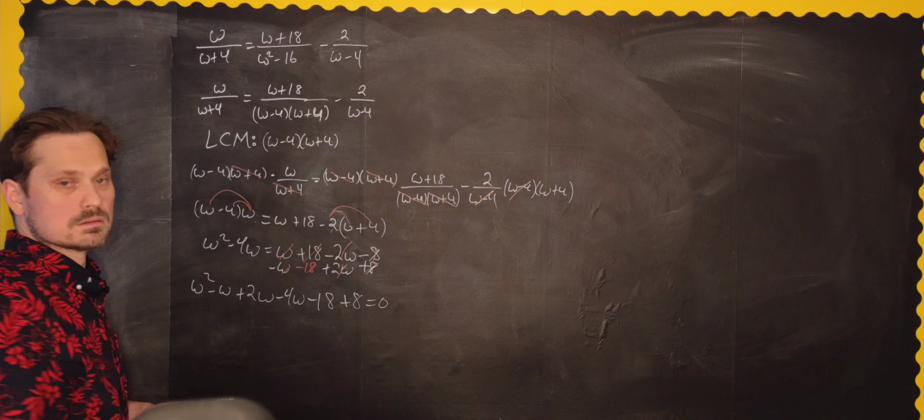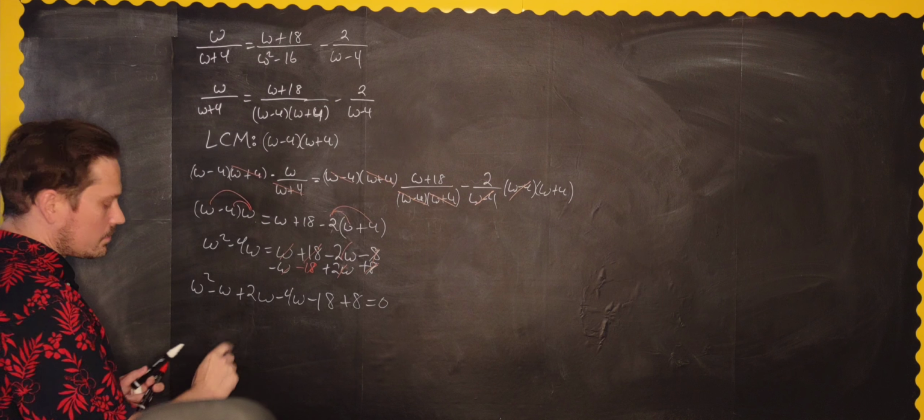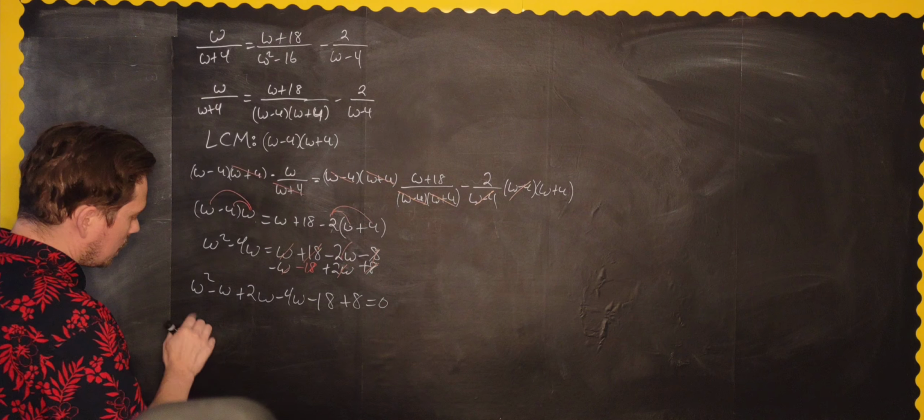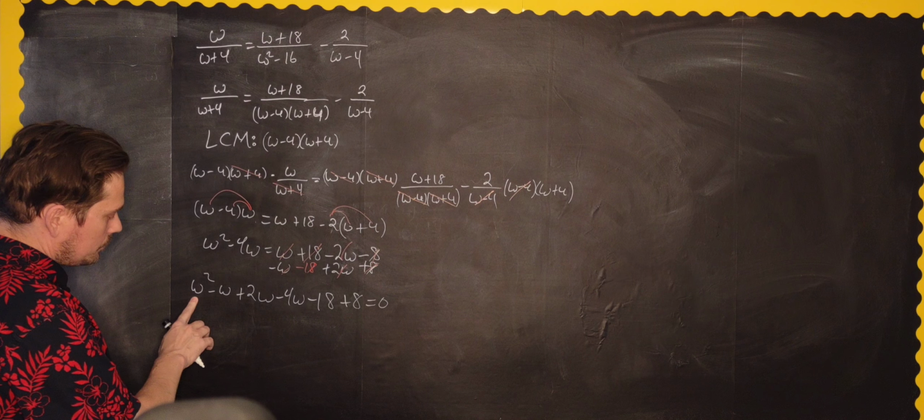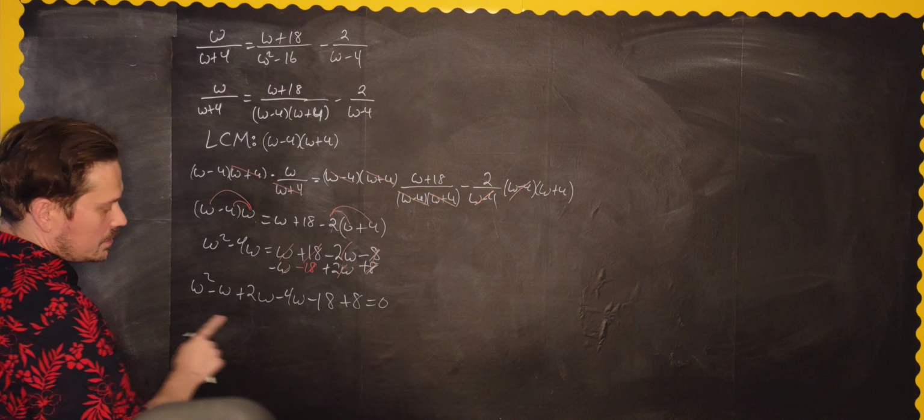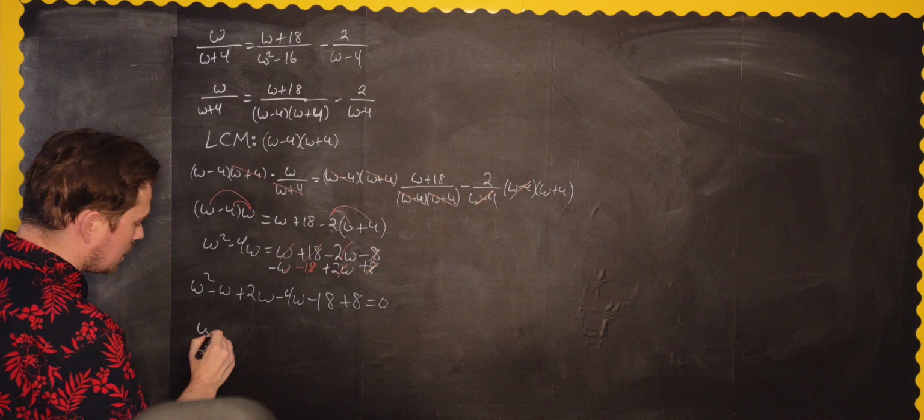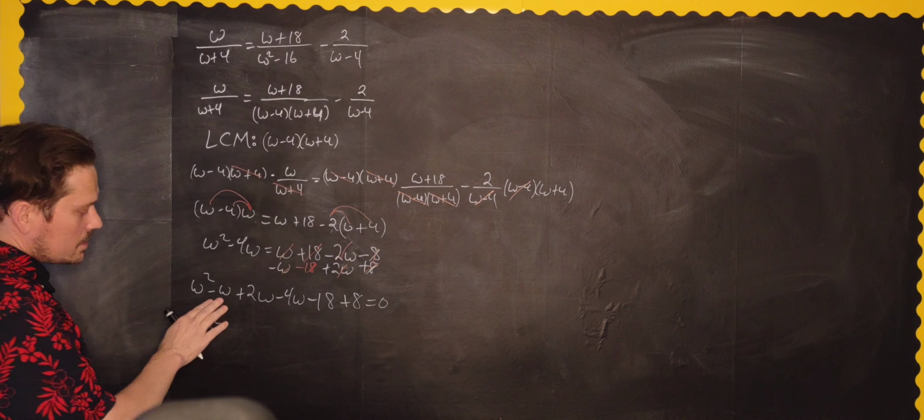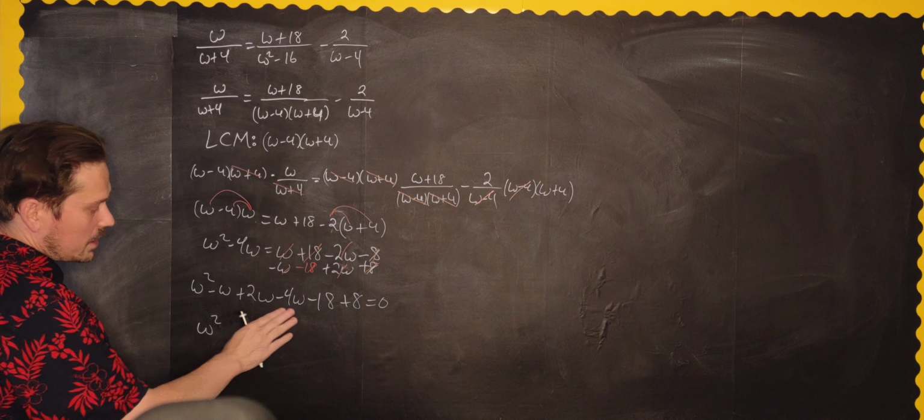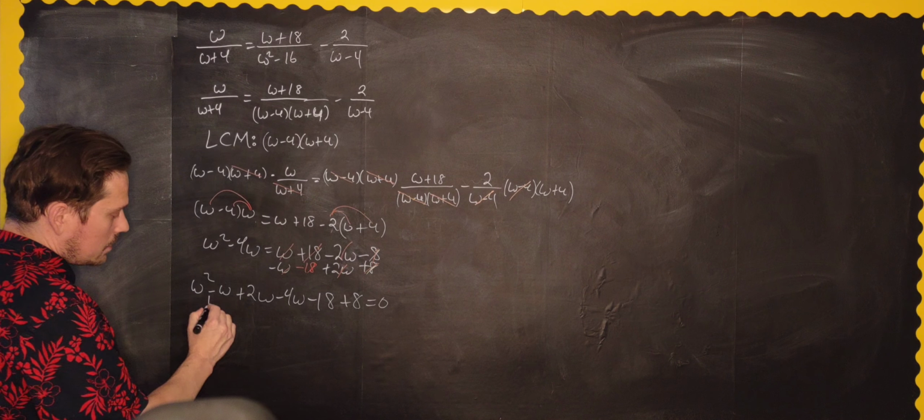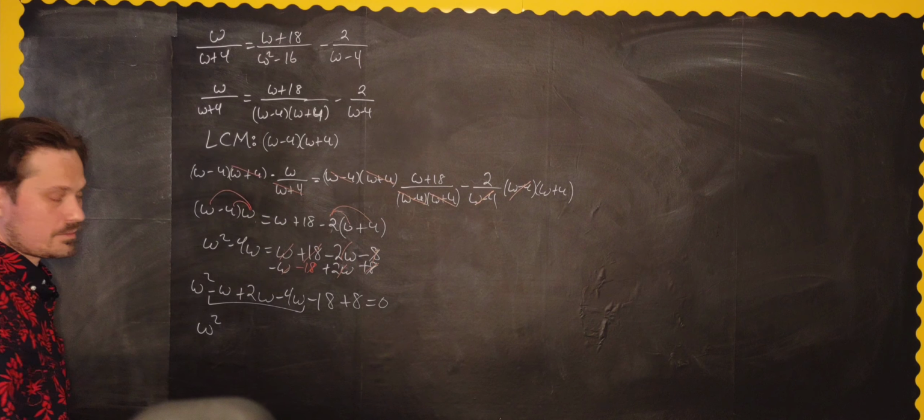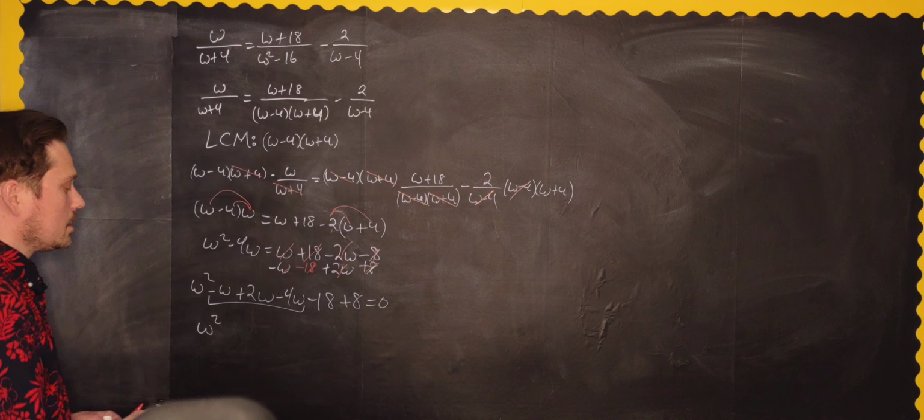You've got to put equals 0, okay? I'm going to take this equation and now let's clean it up. So this is w squared, nothing like it in this whole expression, so you just copy it. W squared. This is negative w plus 2w minus 4w. So you've got to work out this part of it by combining like terms.